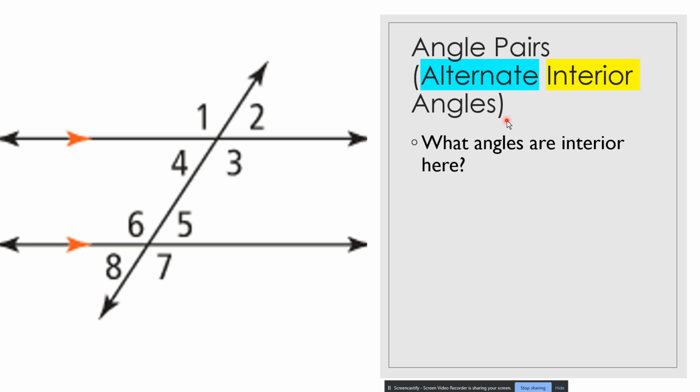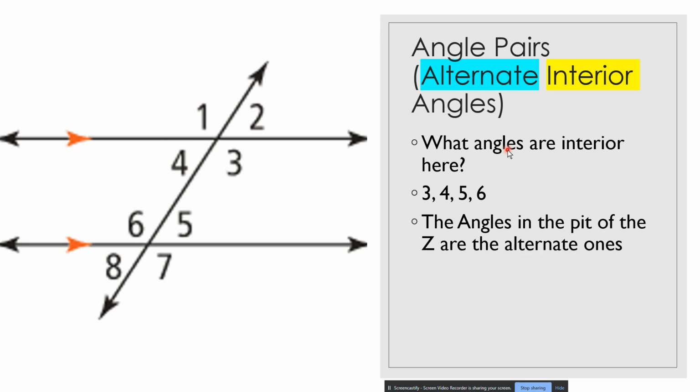So, alternate interior angles. So which ones are interior here? Well, 3 and 5, 4 and 6. Those are our interior angles here. So the alternate interior would be the ones on the opposite sides, 3 and 6, 4 and 5. So they're kind of in the pit of the Z. We'll see what we mean here in a second. So when we make the Z pattern, notice that 4 and 5 are in a pit of the Z. Those two would be congruent. Likewise, we can also say that 3 and 6 are also in the pit. So those two are congruent.